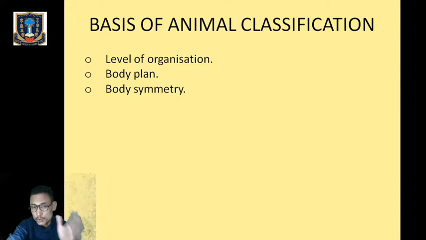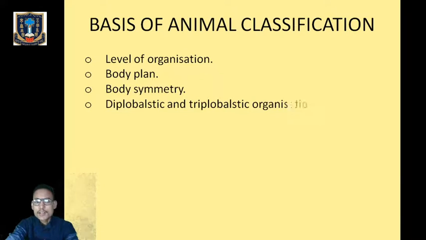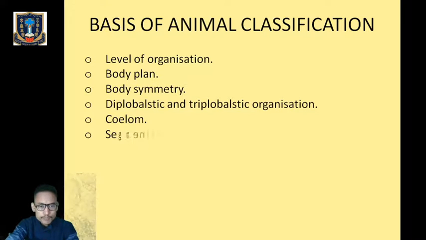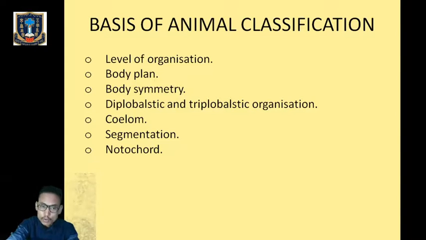Okay, we have to go through each and every basis of classification in detail. Then we have got diploblastic and triploblastic organization. The next basis is the presence of body cavity, or the coelom. Next one is segmentation, okay, presence of segments in the body. The next one is presence or absence of notochord. We'll see it in the phylum Chordata. Okay, we'll talk about notochord at that particular phylum.